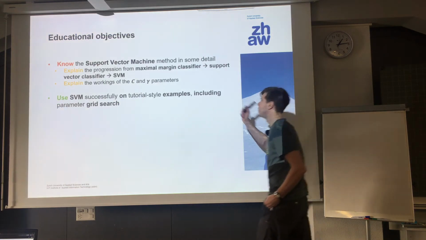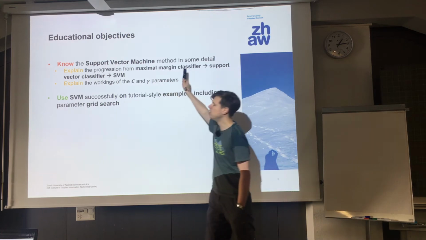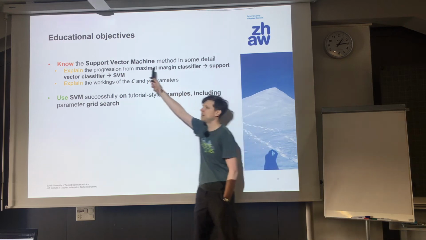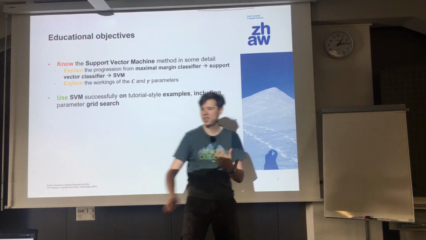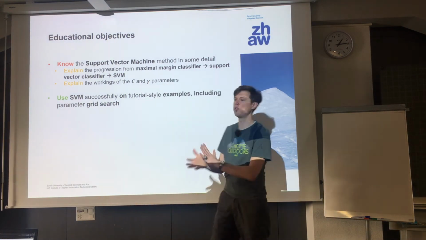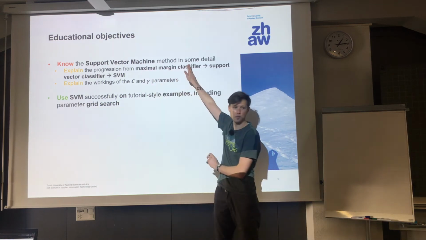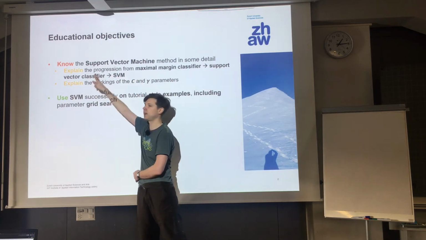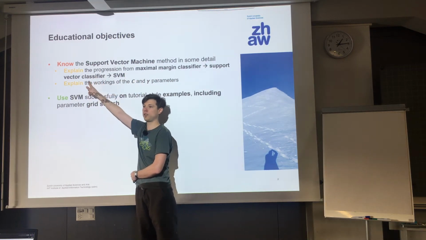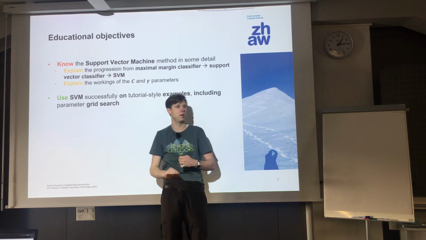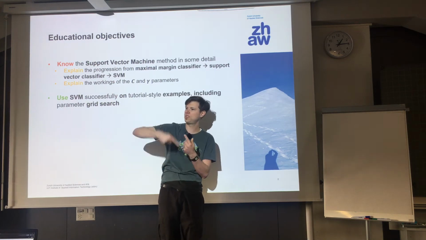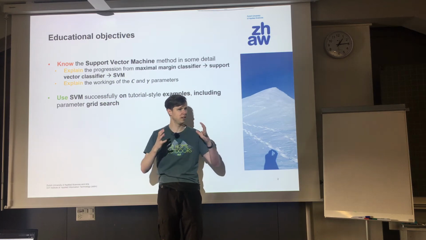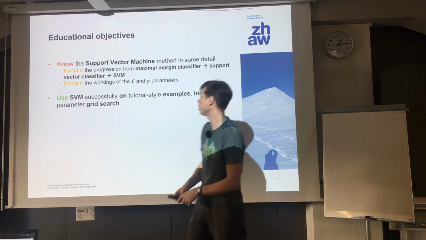I hope that we achieve the following educational objectives. That you know the support vector method in some detail. That means you can explain how the idea evolves. We will first talk about a very simple thing called a maximal margin classifier. We will evolve the maximal margin classifier into a support vector classifier. And we will evolve the support vector classifier to a support vector machine. So we have something like a Dreisprung, a 3-step jump. And I hope you can remember this and by that explain how SVM works.